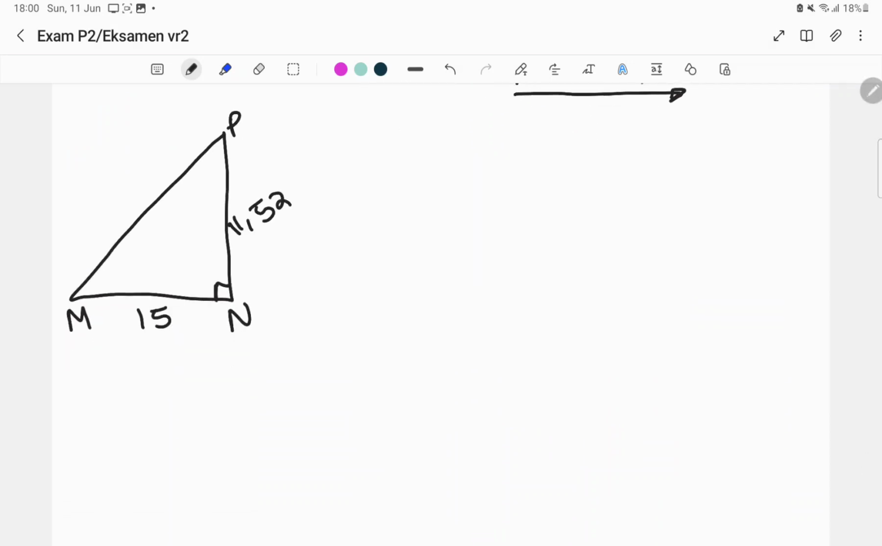And what do I want? I want to know what is angle M. Okay, so now we're going to do exactly the same. So what do I want? I want my angle. So my angle is unknown.